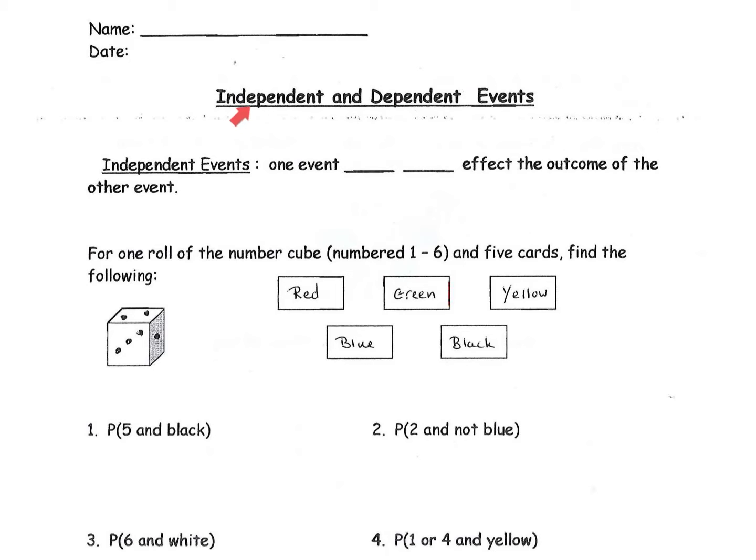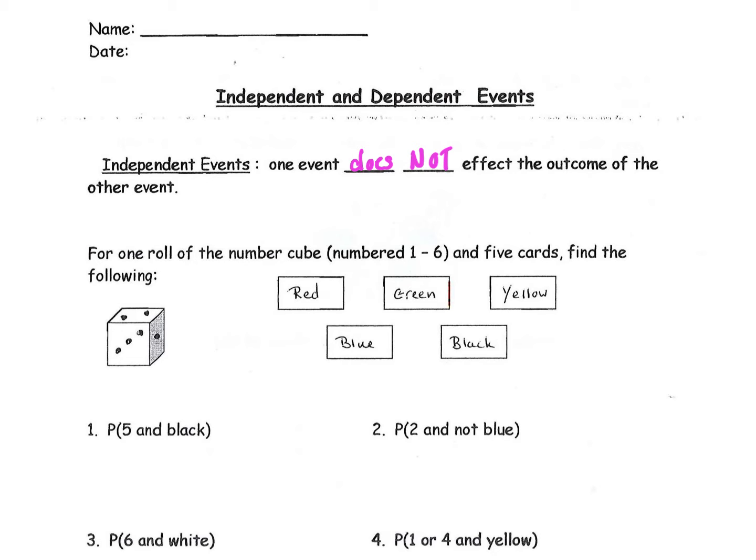Hello, today we're going to work on strictly independent events and we'll get to dependent at a later time. So independent events, it's one event that does not affect the outcome of the other event. So does not affect the outcome of the other.